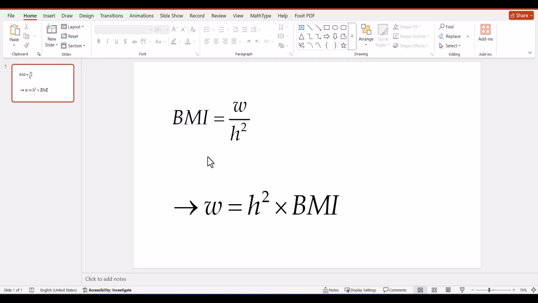The reason is that the formula for BMI is the weight divided by the height to the power of 2. So from this, we can see that the weight is equal to H to the power of 2 times BMI. So that's why we are using this formula. But remember that in this formula, H must be in meters, not centimeters.